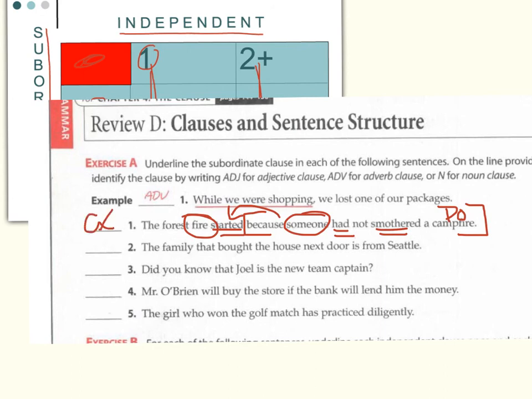One independent, one subordinate. The family that bought the house next door is from Seattle. Bought is a verb, is a verb. Who is from Seattle? The family is from Seattle. Bought is an action verb. That is the subject. Bought what? Bought the house. That bought the house next door is my clause. It's modifying the word family. It's an adjective clause. The family is from Seattle is a sentence. We have an adjective clause. Therefore, that is a complex sentence.